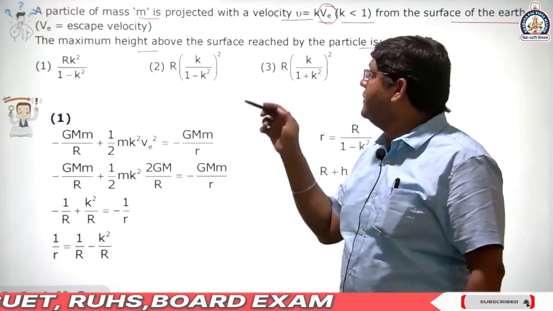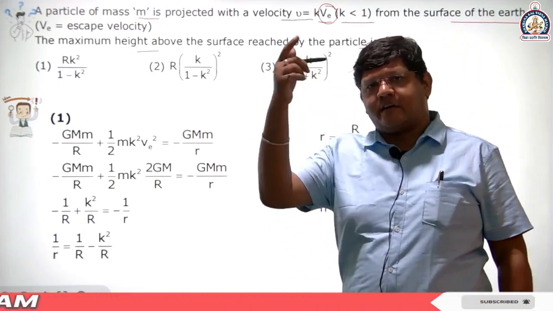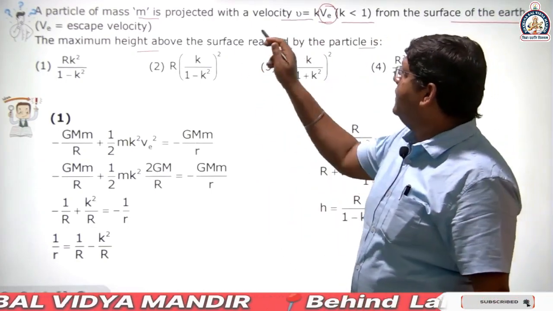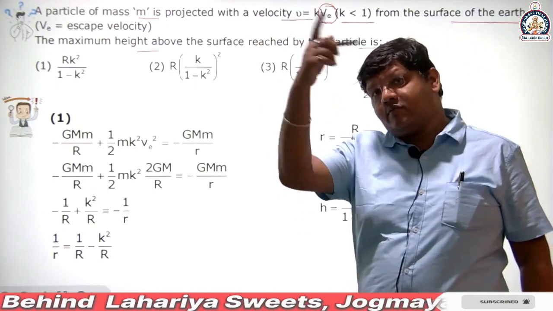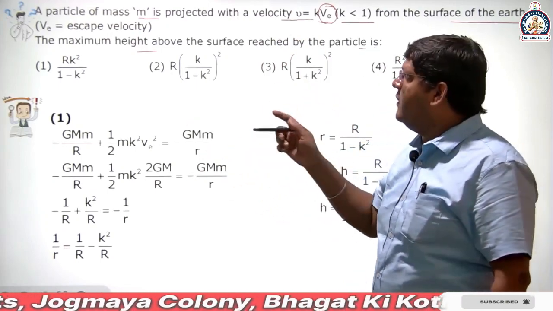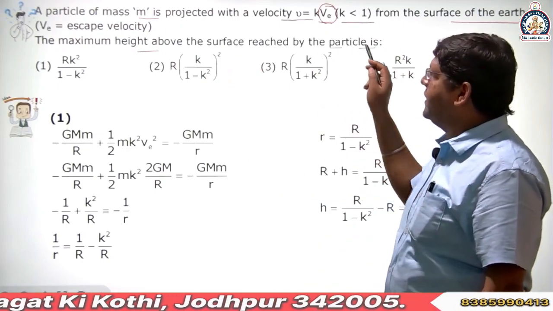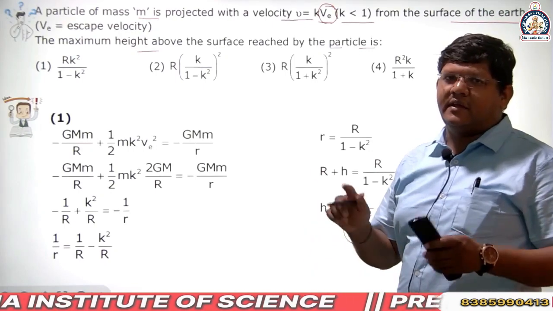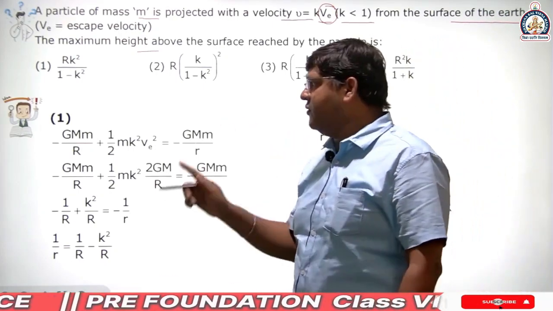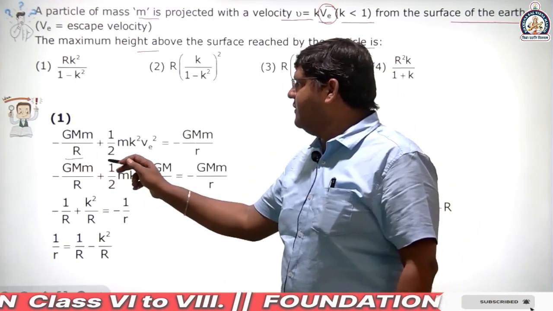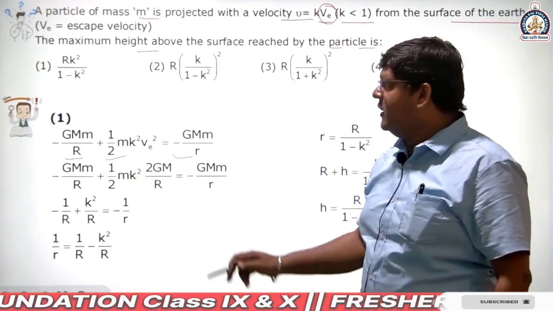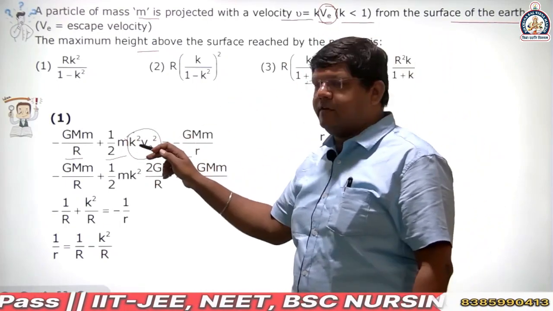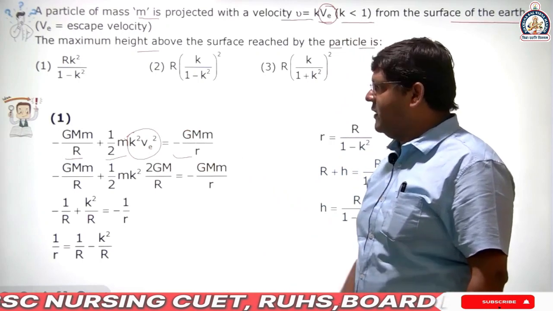We know escape velocity is the minimum velocity by which an object is projected so that it will escape from the earth's atmosphere. Now according to the question, the particle is projected with velocity k times the escape velocity. We have to predict the maximum height the particle reaches. By the conservation of energy concept, kinetic energy plus potential energy is equal to total energy. In place of velocity, we put the value k ve, so velocity square becomes k square ve square.